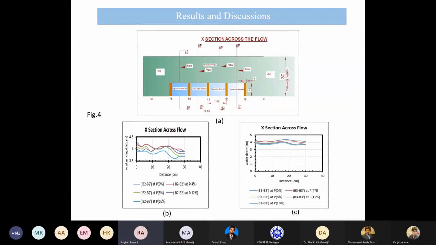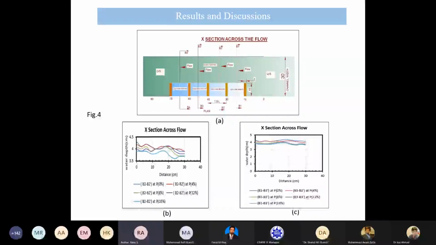Figure 4b shows the water surface depths across the flow in spur dike field 2, and figure 4c shows the water depth results in spur dike field 3. And you can clearly see that as the porosity level increases, water depth in spur dike fields decreases. So with the increase of porosity levels, turbulence in the spur dike field also decreases.